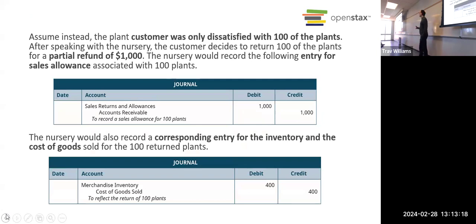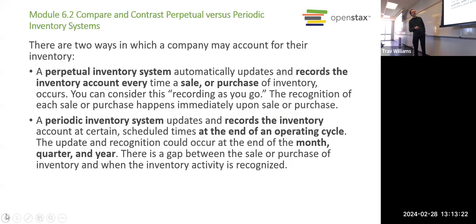So any questions so far? Okay, what else do I want to point out here? So with the periodic inventory system, when do you figure out your cost of goods sold? At the end of the period. And a period could be a month, quarter, a year. It's up to the company how often it wants to do that.